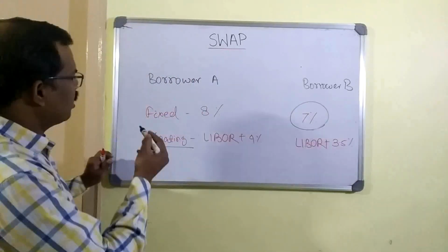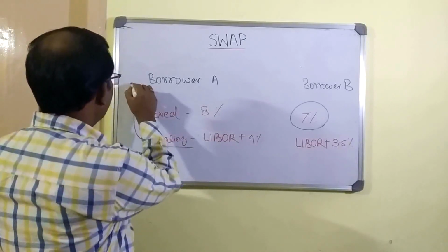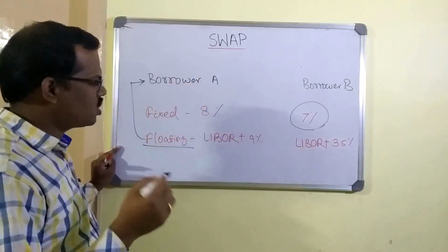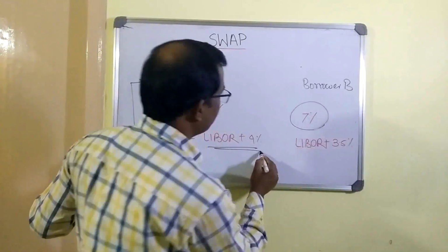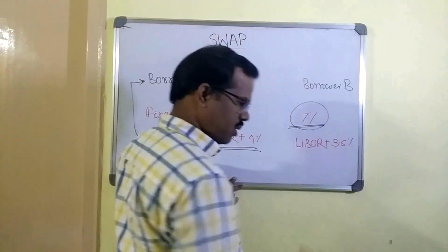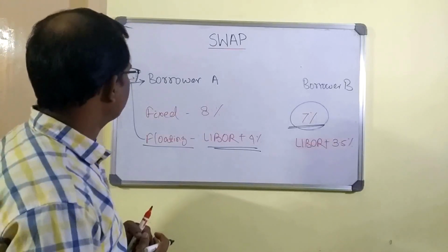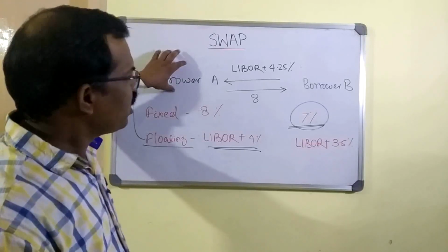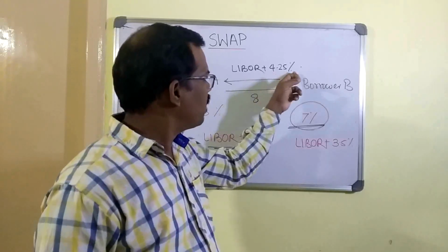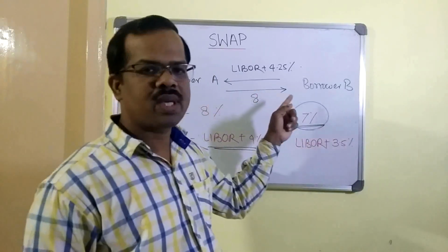Let us see. So borrower A goes to the bank and asks for a floating rate loan, right? So it gets the loan at LIBOR plus 4%. That means borrower A has to give the bank LIBOR plus 4% interest rate. Similarly, borrower B goes to the bank and gets a loan at 7% interest rate. Now, both will decide that we will exchange our cash flows, or we will exchange our loan. So borrower A goes to borrower B and asks, can you give me LIBOR plus 4.25% interest rate, and I am ready to give you 8% interest rate. What is the benefit of this kind of arrangement?